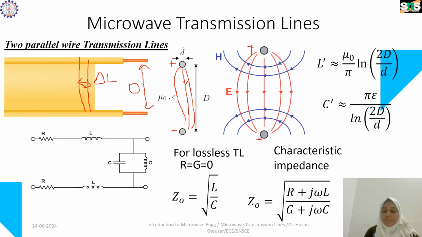For any lossless transmission cable, the characteristic impedance Z naught is equal to the root of L by C. In the next lecture, we'll discuss the coaxial transmission line.